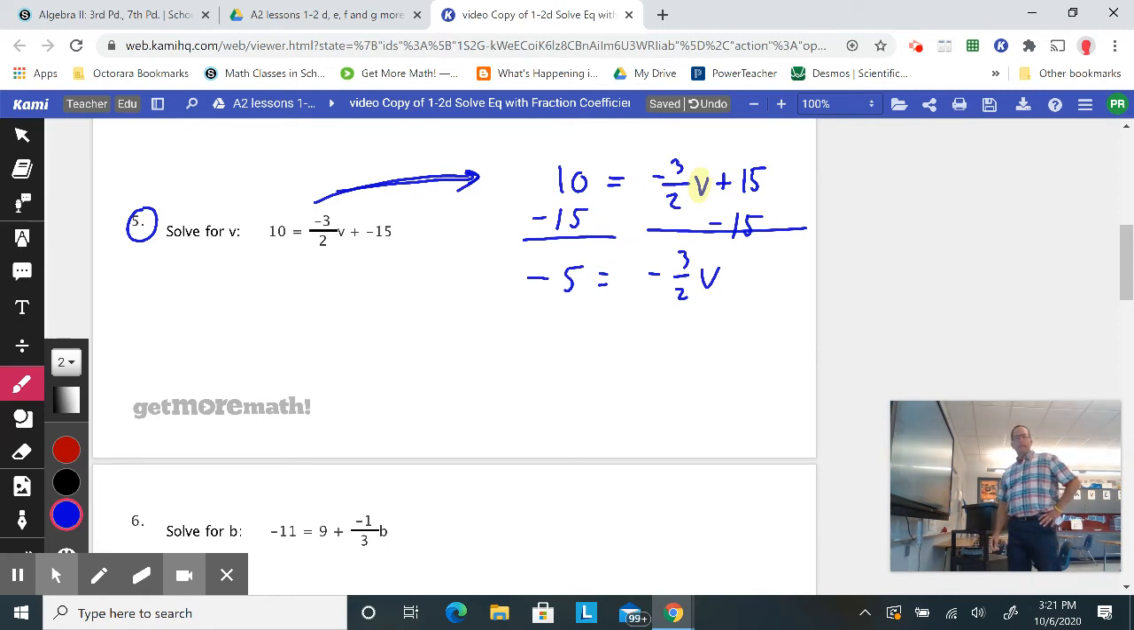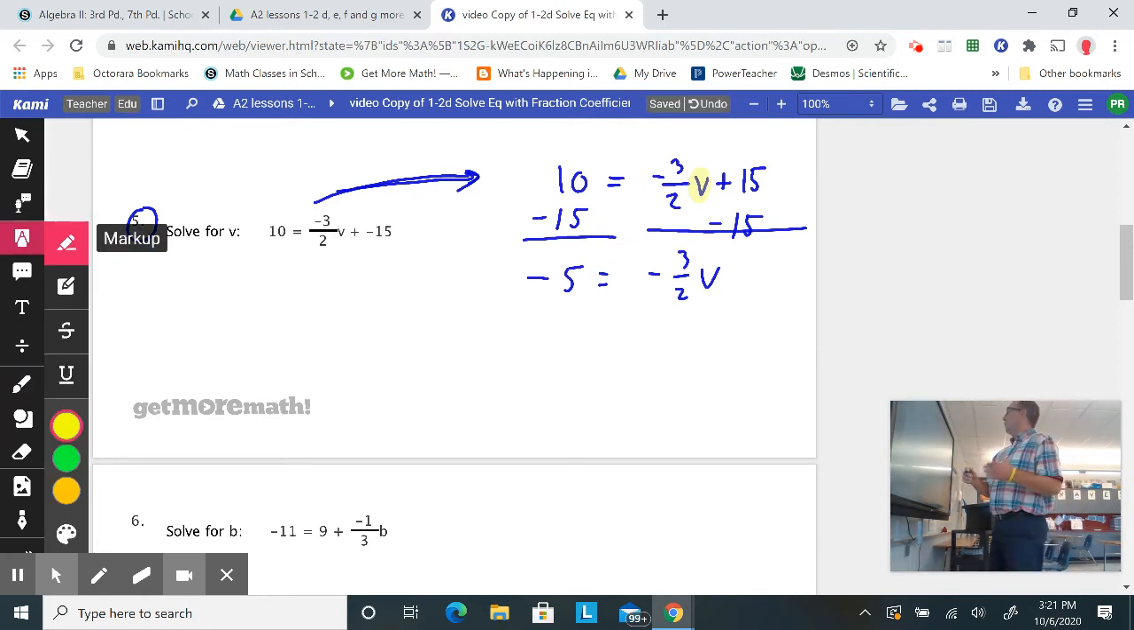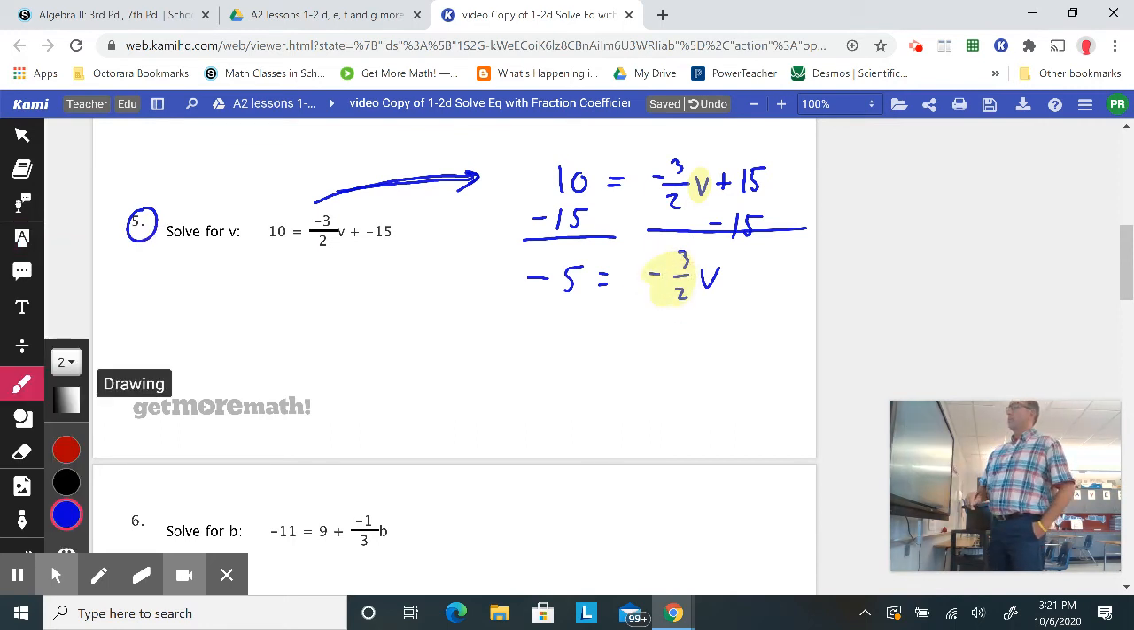Bring down the equal sign. I need to undo the multiplication by -3/2. I need to get rid of this. And how am I going to do that? Remember, I'm going to multiply by the reciprocal. Now, I left enough room right in here to squeeze it in. I'm going to put it on this side.